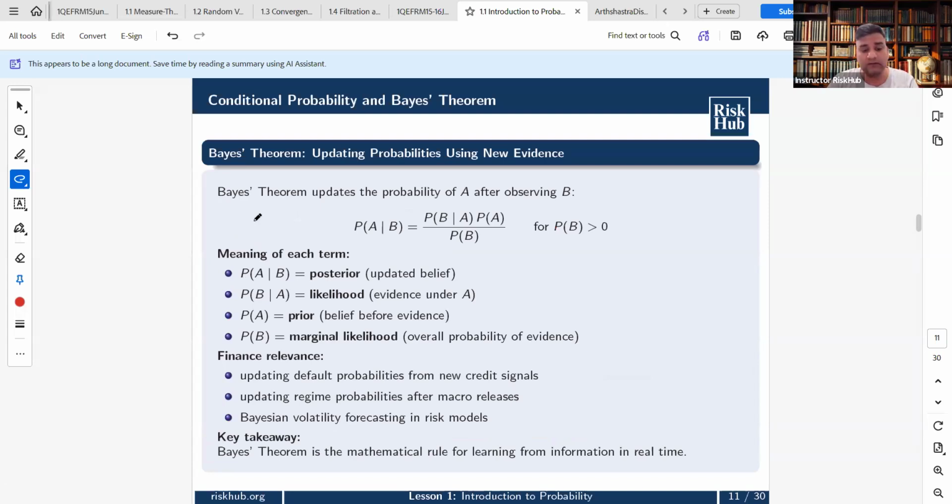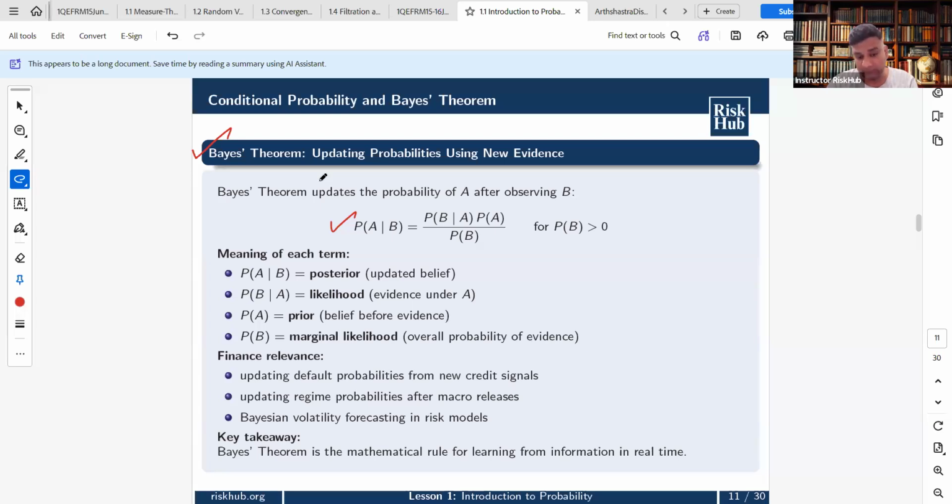Okay, now we get into the next part, which is about Bayes theorem. We are talking about updating probabilities using new evidence. This is one of the most important formulas in modern quantitative finance, machine learning, and risk management. The slide gives you the formula, which is here. Again, as a student, please understand, we don't need to just memorize it; we need to understand why it exists.